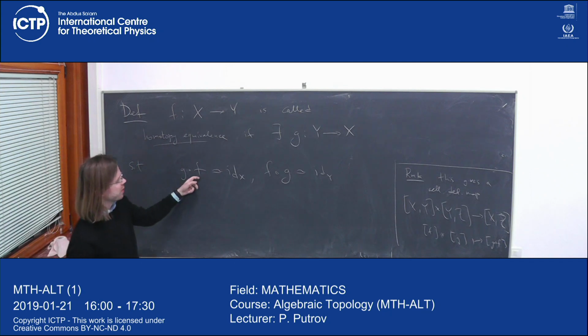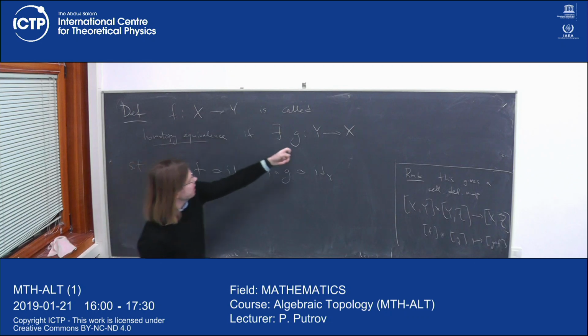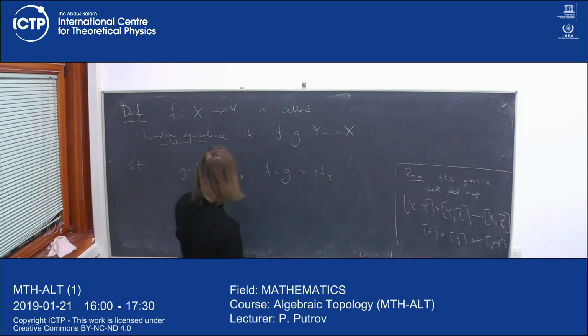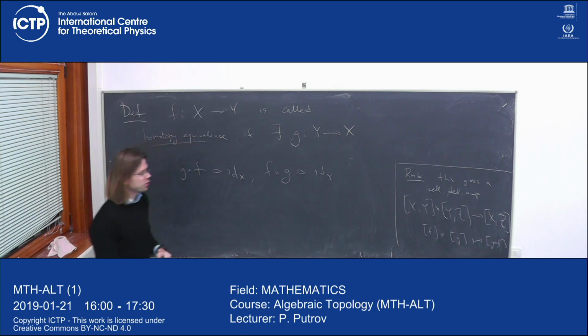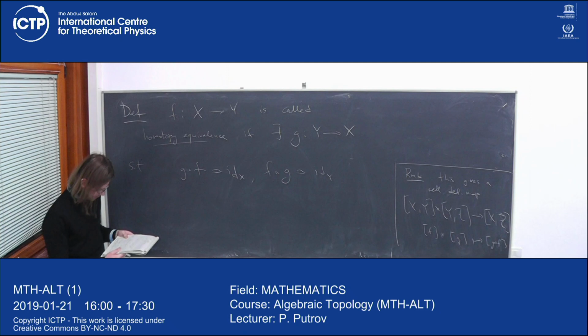So this gives you some map, the composition. f is a map from X to Y, g is a map from Y to X, so this composition is a map from X to X. I require that it should be homotopic to identity. And here I require that it should be homotopic to identity on Y.